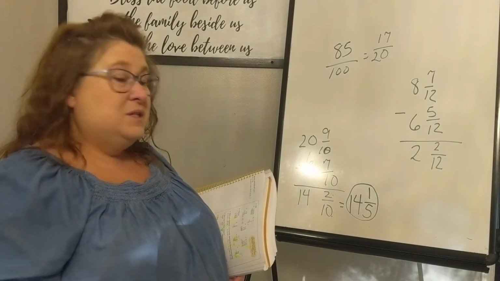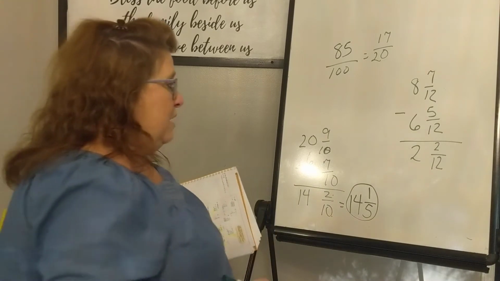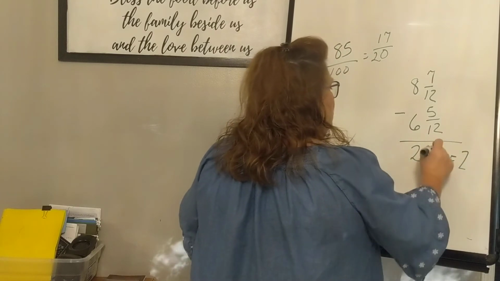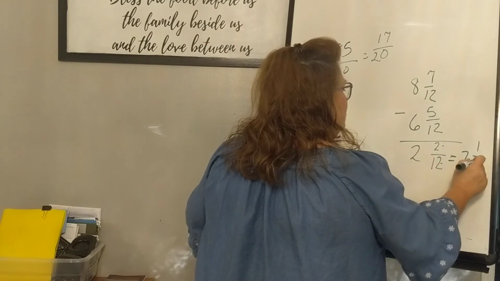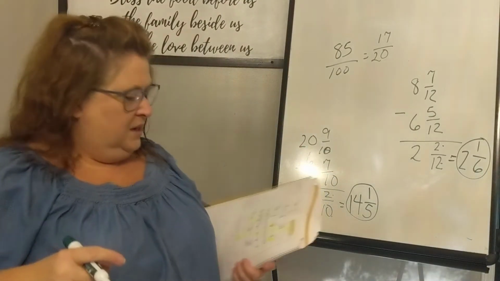2/12 can be reduced. So we could count by 2s and get to 12. So 2 is our greatest common factor. So we write our whole number, bring it on over. 2 divided by 2 is 1. And 12 divided by 2 is 6. So our final answer is 2 and 1/6, okay?